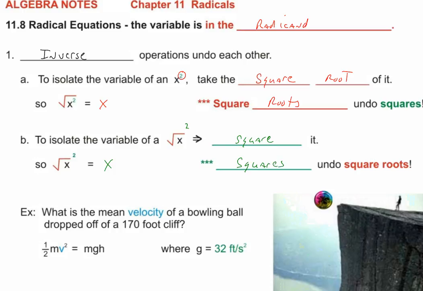Squares undo square roots, and square roots undo squares. They undo each other. In any case, you end up with a radical, and the answer is the radicand. All right, so square roots undo squares, and squares undo square roots. So we got this problem here.